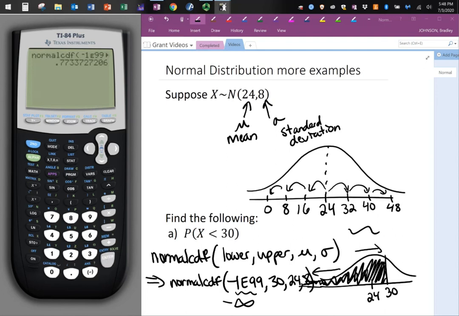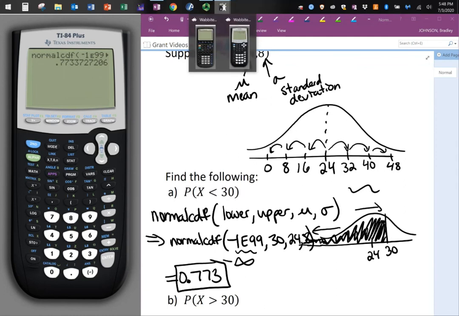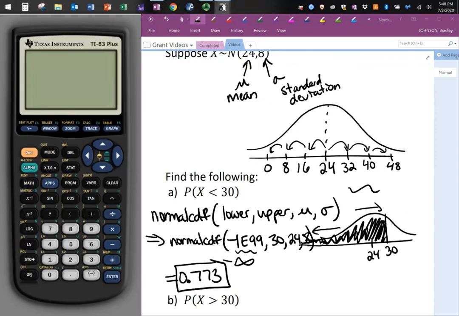And then we have our probability, 0.773. Yeah, let's just take 0.773. So I will say this equals 0.773. 0.773 would be the probability. Let me show you how to do this with the 83. It would be very similar.